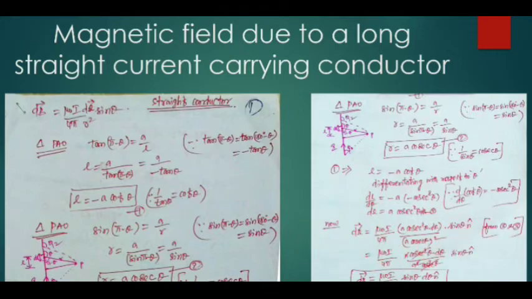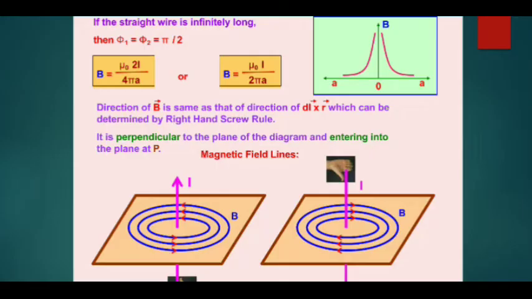Therefore, finally what will come? dB is equal to mu naught I divided by 4 pi a, into sine theta into d theta into r cap. Do you understand? So this is a very, very important question. That's why I'm telling. Important 5-mark question, and from the final formula, important 1 marks: magnetic field due to a long straight current carrying conductor.